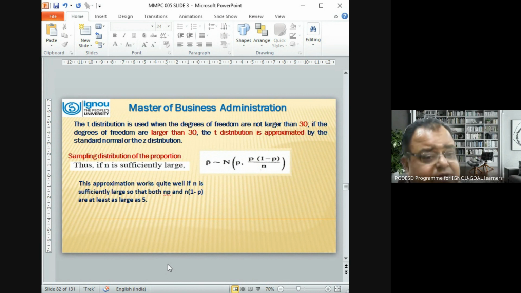See the change? The sampling distribution of the proportion, if n is sufficiently large. So you see, earlier it was x bar, now it is p bar. It tends to N(p, p times (1 minus p) upon n). 1 minus p is what? Q. This approximation works quite well if n is sufficiently large so that both np and n(1 minus p) are at least as large as 5.